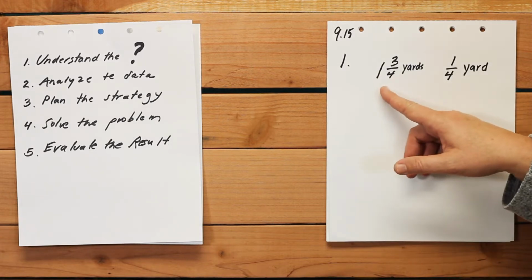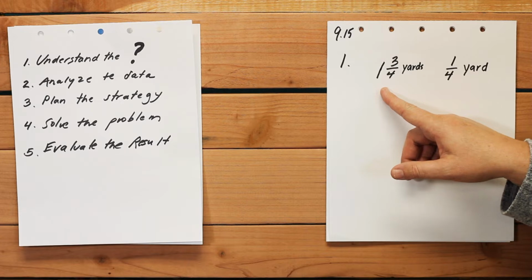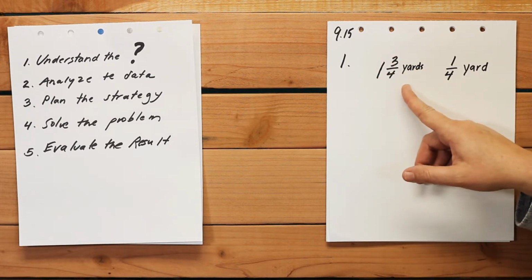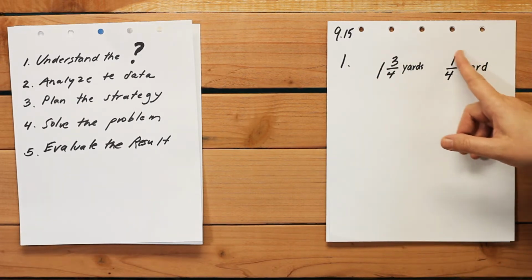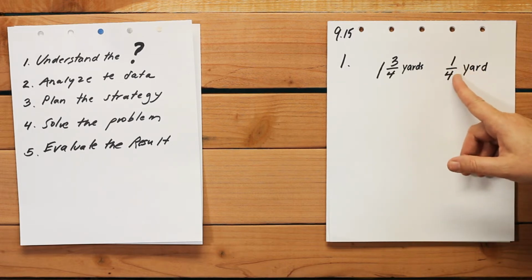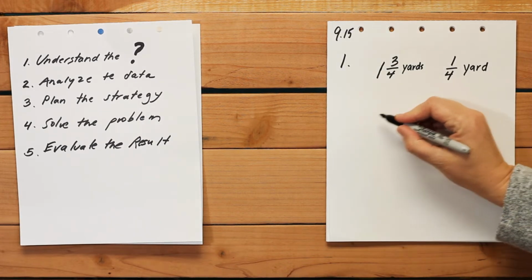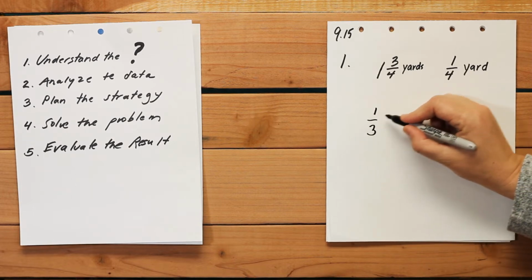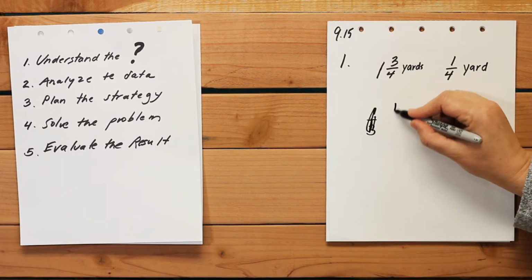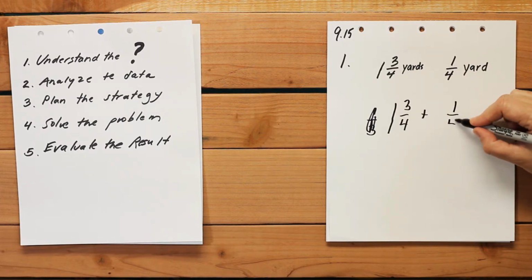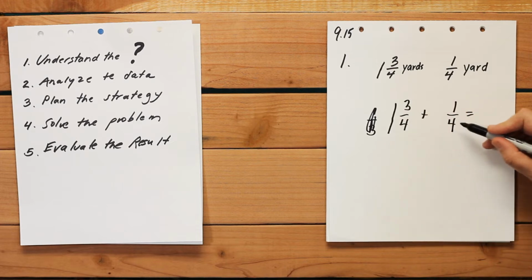We already know we have to understand the question: how much material is needed for one apron? If 1 3/4 yards is needed to make most of the apron and 1/4 of a yard is needed to make the last part of the apron, the ties, what should we do? What's our strategy? That means we should be adding. So what we're going to do is 1 3/4 plus 1/4. We notice our denominators are the same.